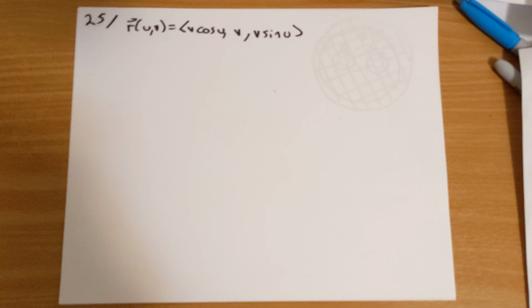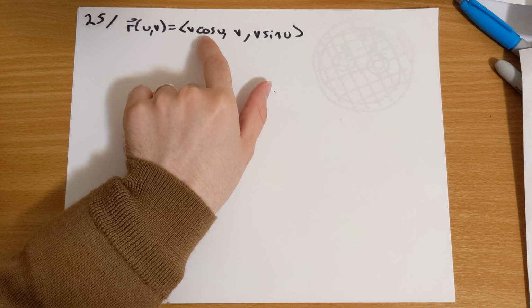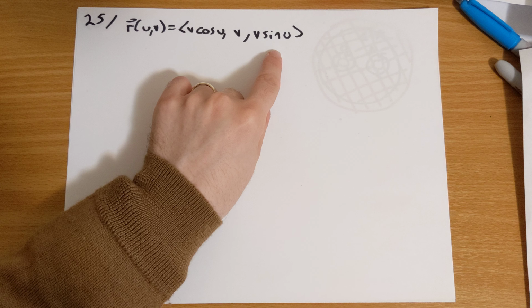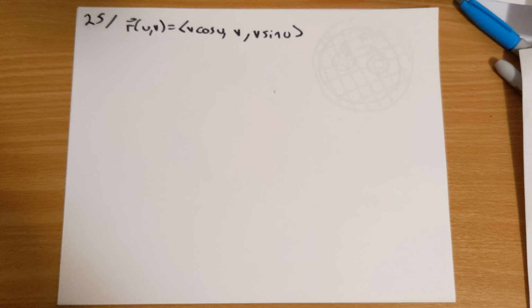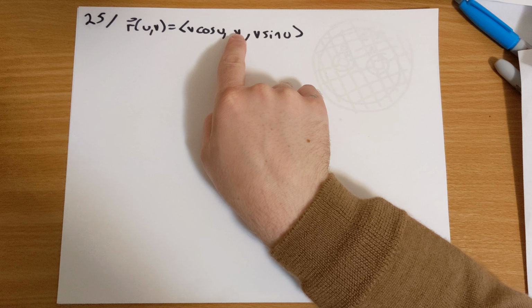Problem number 25. S is the surface parametrized by r of u, v is v cosine u, v, v sine u for the bounds given. First thing we have to do is choose the picture. So first thing to notice here is that y is just given by v.